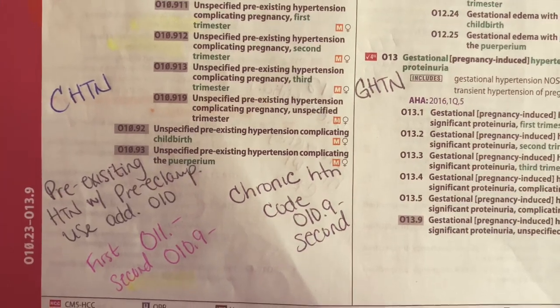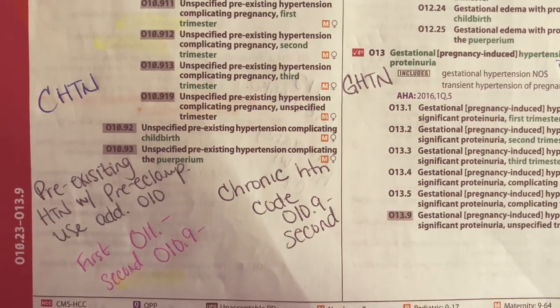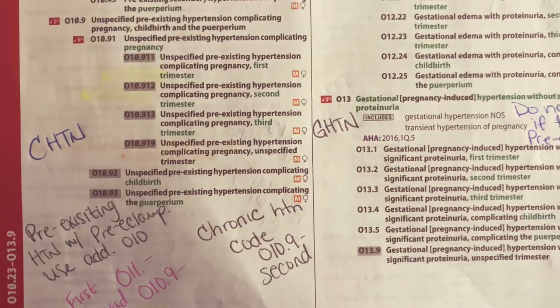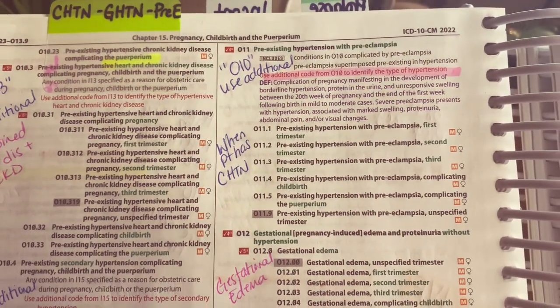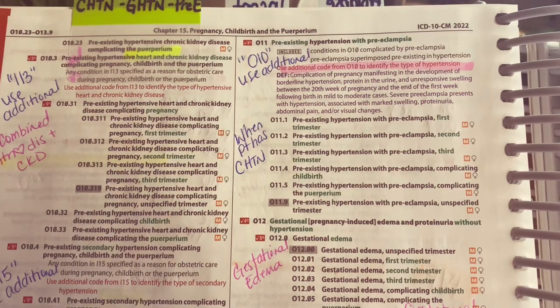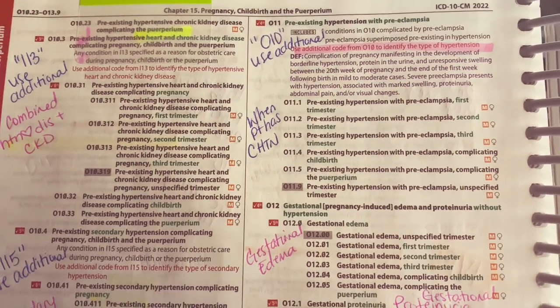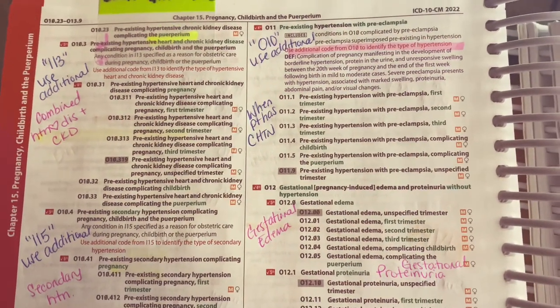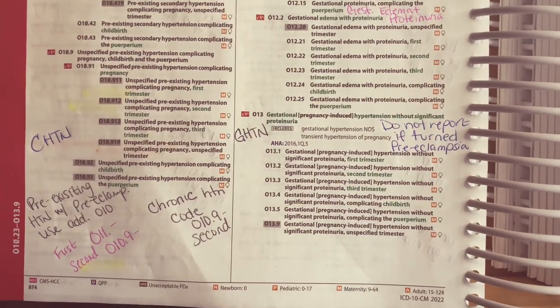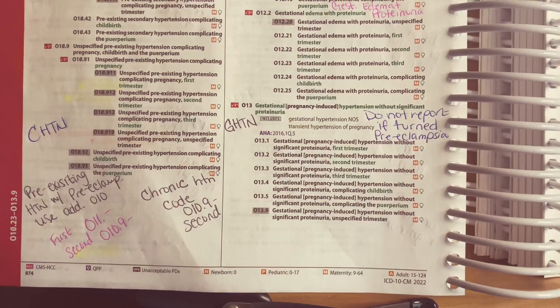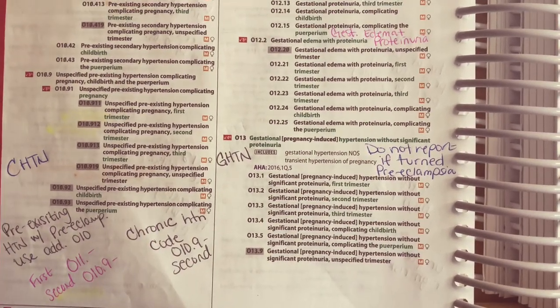Now, 99024 does not have a fee attached to it, but I'm reporting these codes because that's what the documentation stated. It's not going to go out to the payer as a claim, because you don't get reimbursed for 99024. But I did want to share those diagnosis codes in case you guys ever see that, where chronic hypertension turns into preeclampsia.